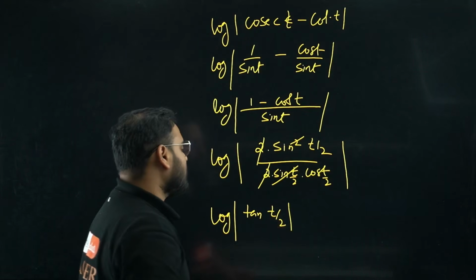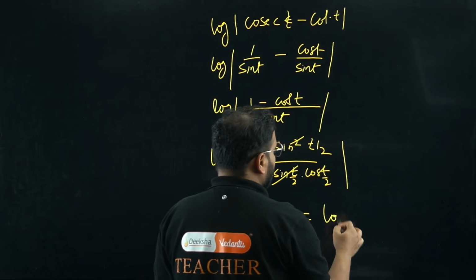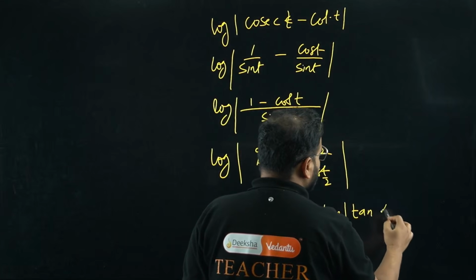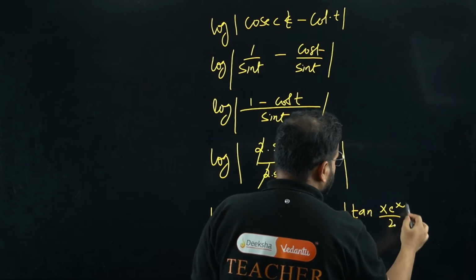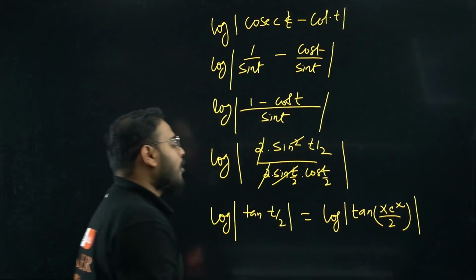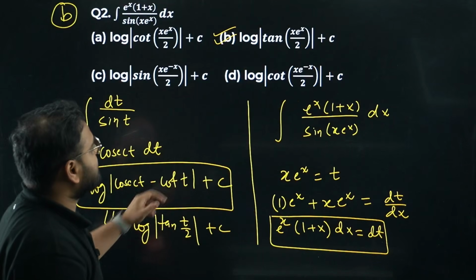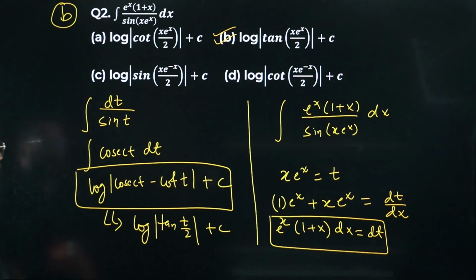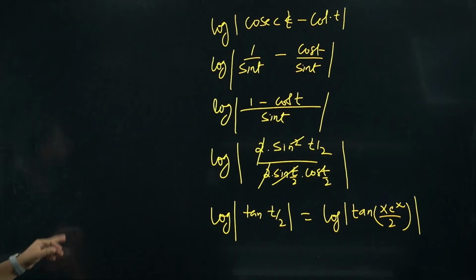What is the t value, bacha? The t value was, if you remember, x e power x. So that's what is written over here: log of tan (x e power x by 2). Clear, right? Okay, this is all right, not a problem.